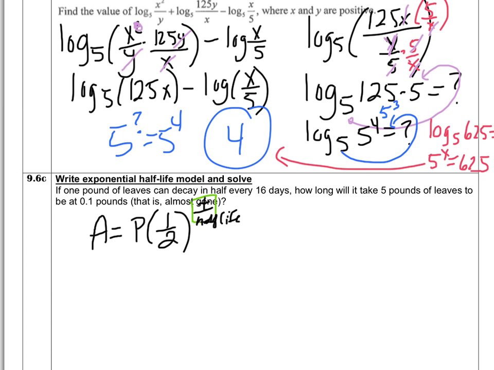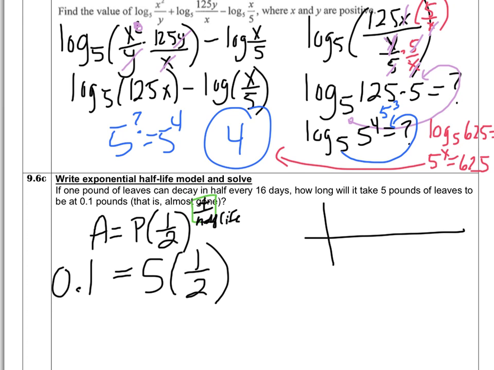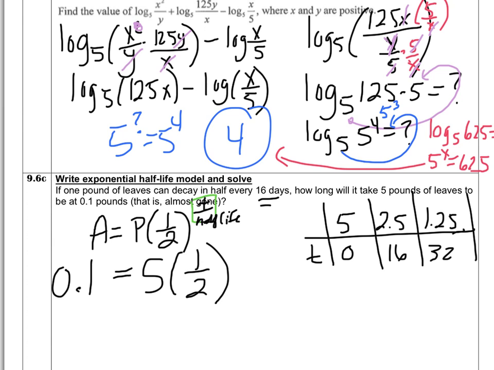So to set this up, here's how I'm going to start. We want to know when we're left with 0.1 pounds of leaves, but we started with 5 pounds. It's going to decay in half. Now, every half-life is 16 days. So if you think about, and you made a table for this, for example, if we started with 5 pounds and we said the time was 0, then in 16 days, we're going to be down to 2.5 pounds. Another 16 days later, or 32 days later, we'll be at 1.25 pounds, and it will continue to go on from there.